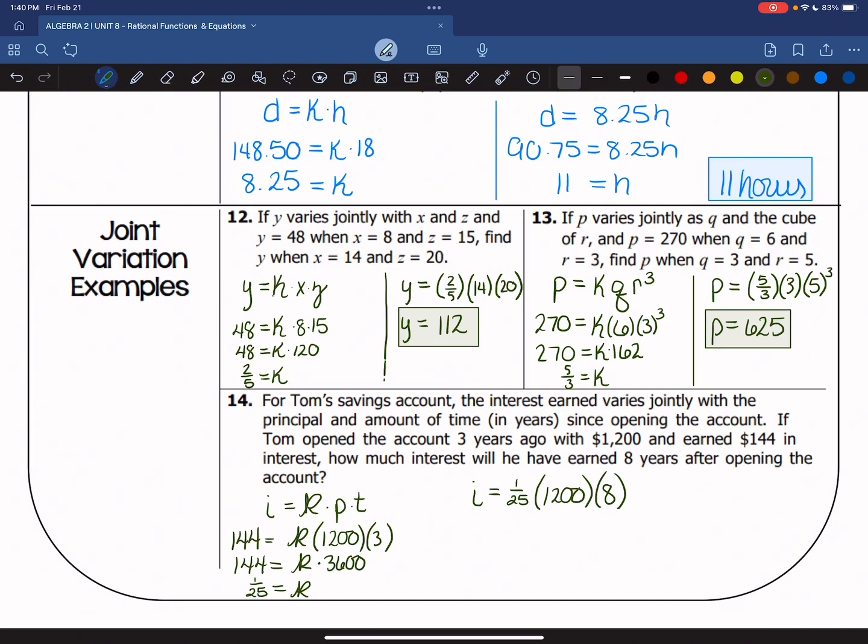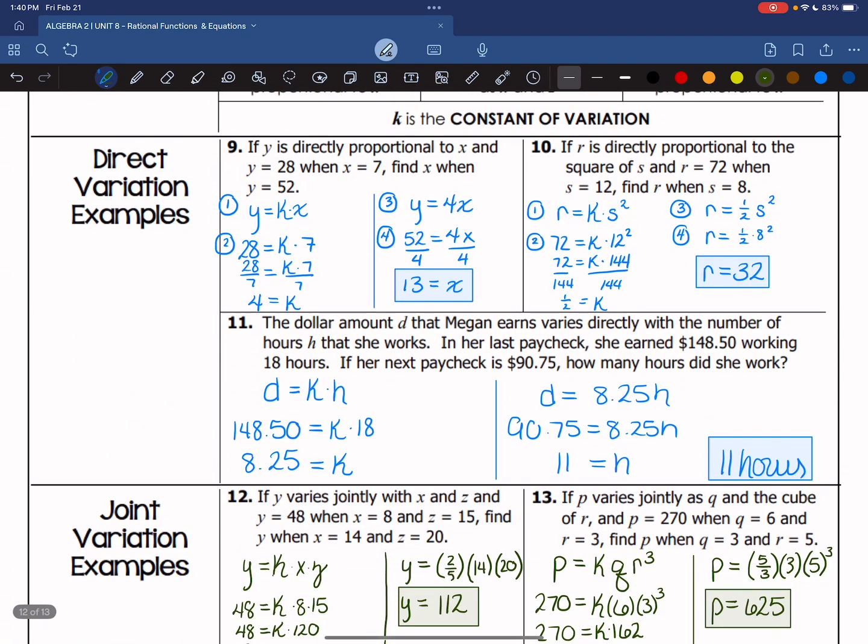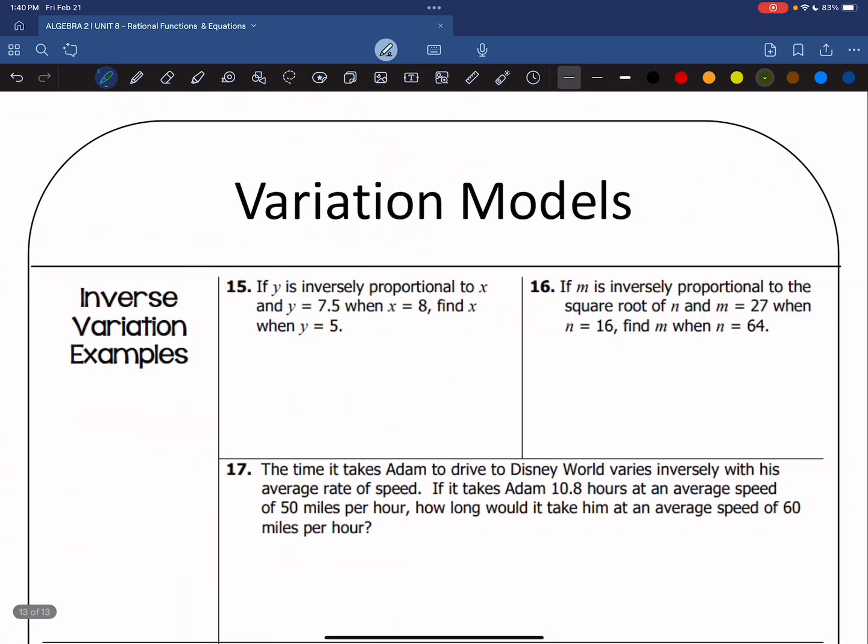That gives us the total amount of interest, or I, that he earns would be 384. So that is $384 of interest. There you go. That is joint variation. Now, we've seen both direct variation examples and joint variation examples.